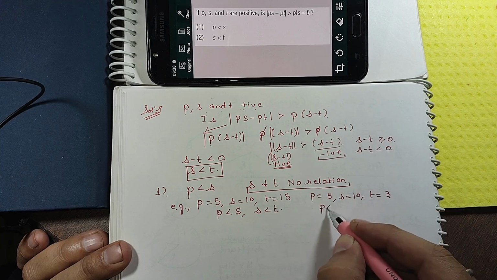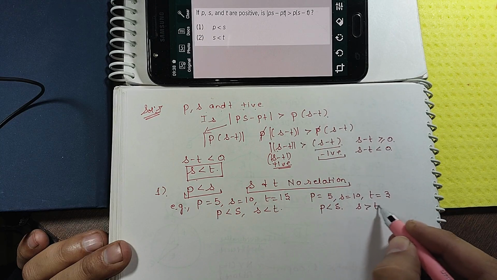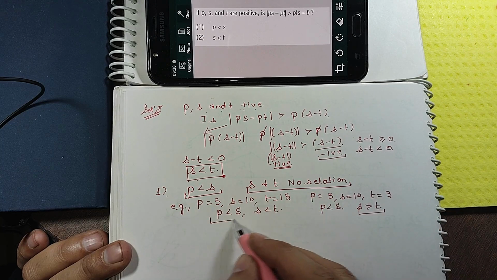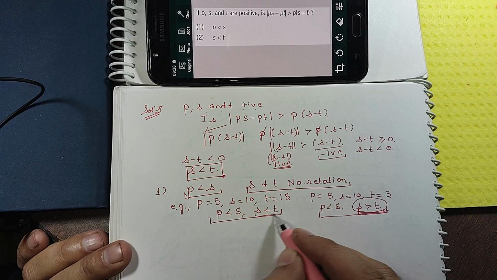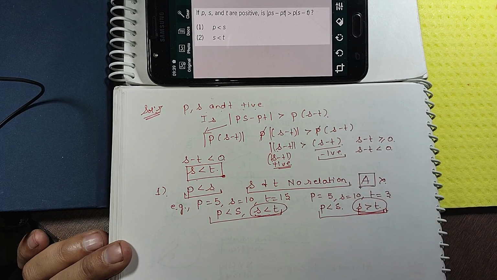But if P is equal to 5, S is 10 and T is 3, in that case P is less than S, because we have to follow this rule. But S is greater than T. So both the possibilities can arise from here: S is greater than T and S is less than T. So we can say that statement A is not sufficient to answer our question.